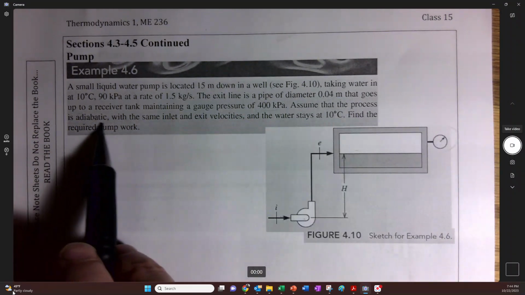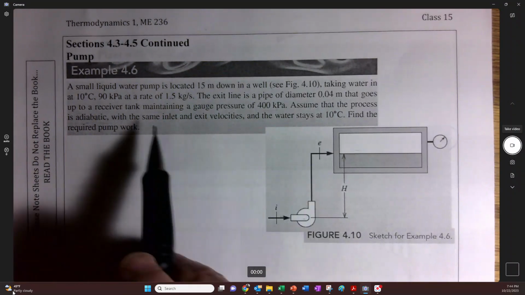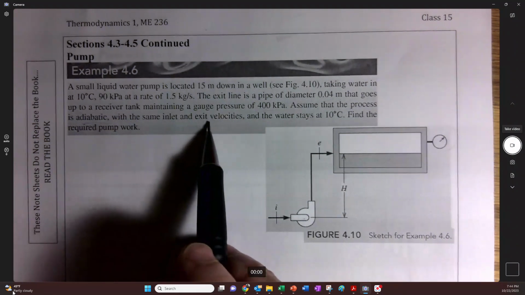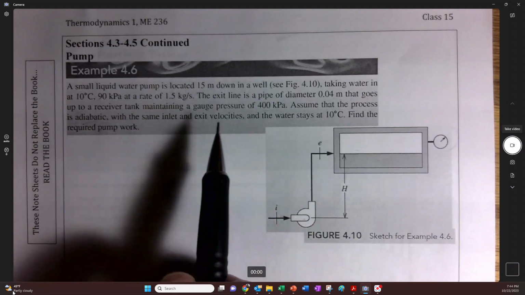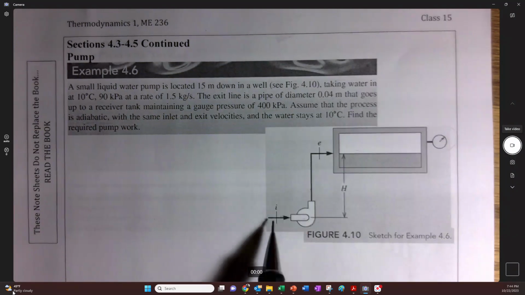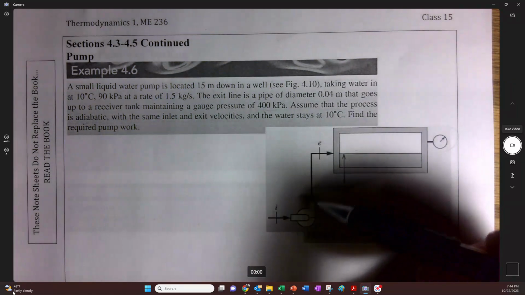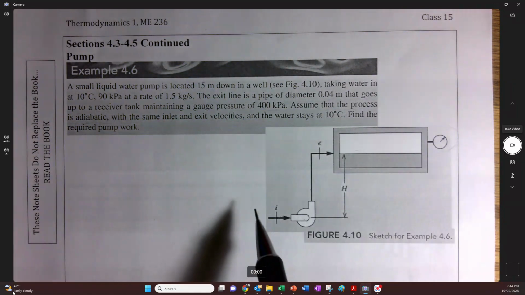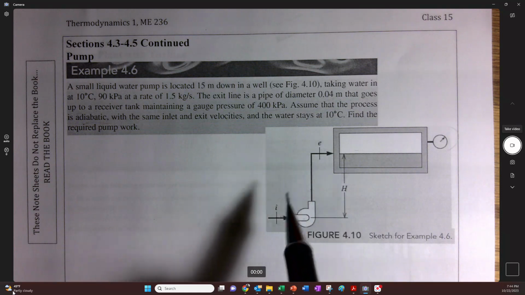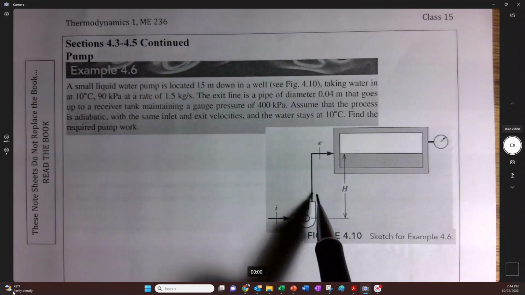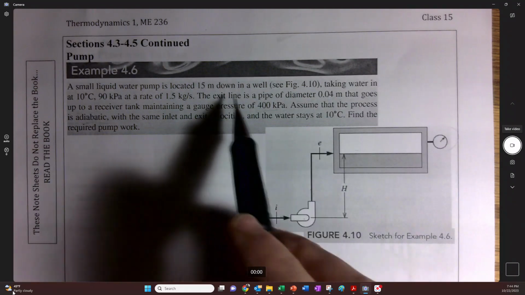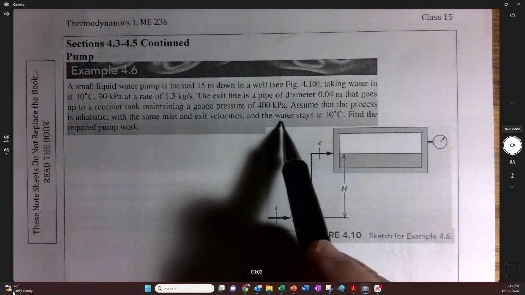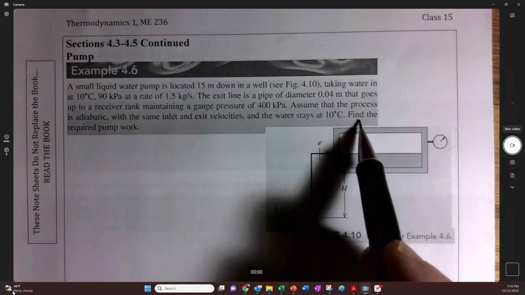Assume that the process is adiabatic, which means no heat is getting lost, with the same inlet and exit velocities. That means the pipe diameter is the same, but well, not necessarily, because it depends on the specific volume. The mass flow is the same in and out, so if the specific volume were to change, it might have a different volumetric flow, so it might have a different diameter. But they gave the diameter for one of them. Anyway, the water stays at 10 degrees Celsius all the time, so I'll take that back, and it's probably going to be the same.